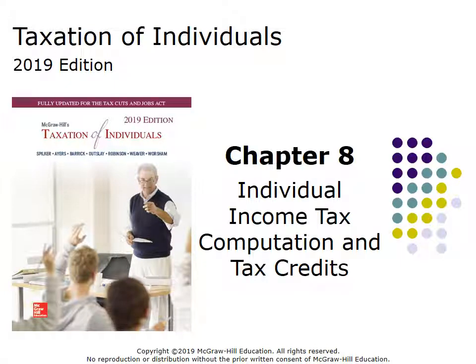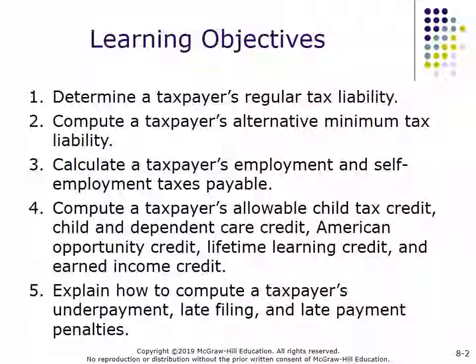In Chapter 8, we will be looking at individual income tax computations, which you have already seen, as well as tax credits, which is the bulk of our discussion. So we'll be looking at how you determine a taxpayer's regular tax liability, which is a review, also a special tax called alternative minimum tax, calculated taxpayers' employment and self-employment taxes payable, computed taxpayers' allowable child tax credit, child independent care credit, the American Opportunity Credit, lifetime learning credit, and earned income credit.